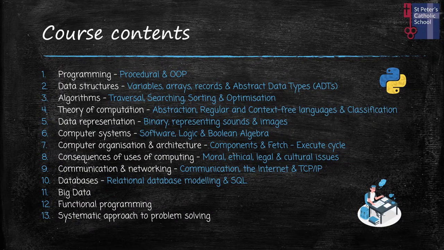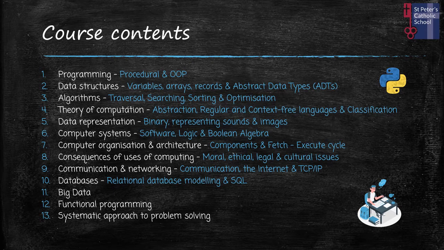We deliver the AQA A-Level specification, which is made up of these 13 areas of study. Programming is a big part of studying computer science, and we use Python as our programming language. We start with improving our understanding of procedural programming and move on to developing object-oriented programming skills.